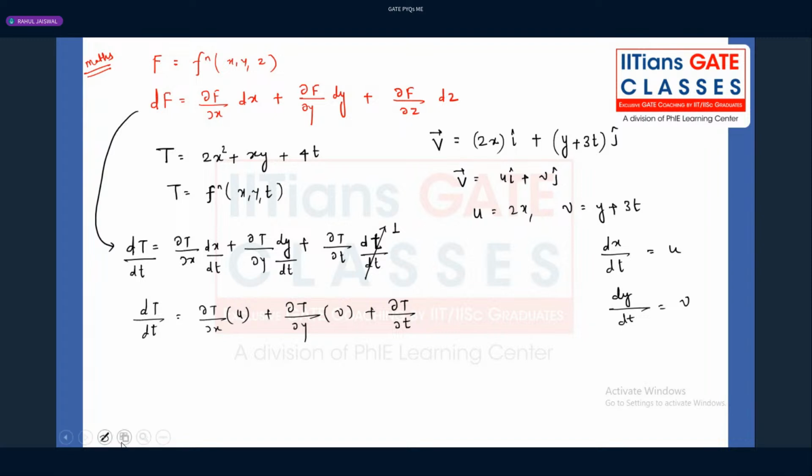dou t. Here, understand the next particular part. What we need to do, we need to find the dT by dt at x equal to 1, y equal to 1, and t equal to 1. So for that, first of all, we need to differentiate dou T by dou x. What is the dou T by dou x from here?